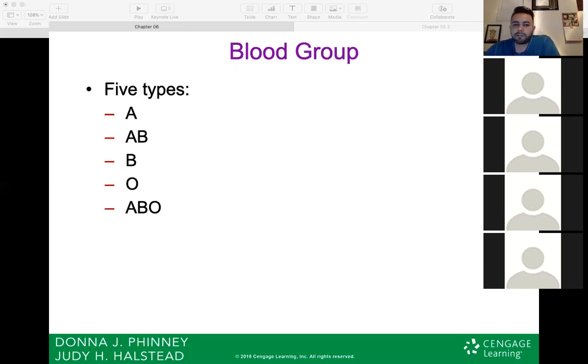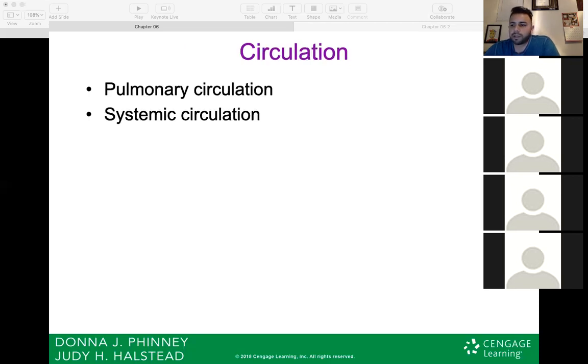The 5 types of blood are A, AB, B, O, and ABO. Pulmonary circulation is the circulation of blood from the heart to the lungs and back to the heart. Systemic circulation carries the blood from the aorta to the small blood vessels and back to the heart. So pulmonary circulation is just back and forth from the heart to the lungs. Systemic circulation is everything else.